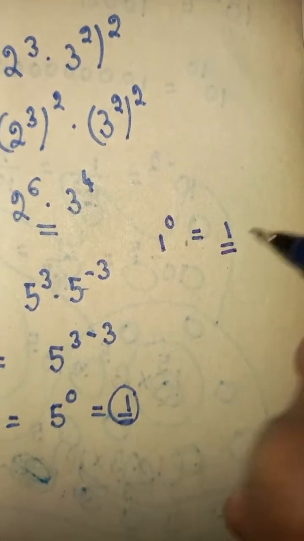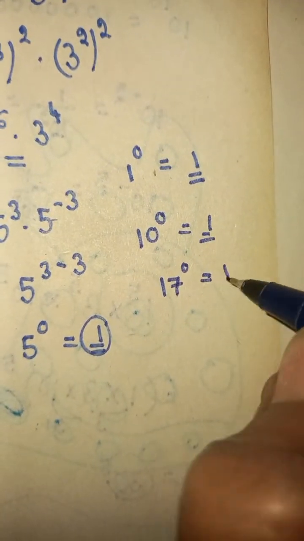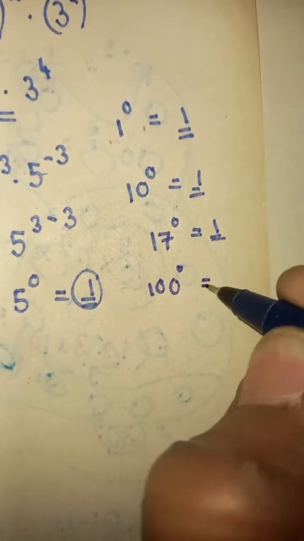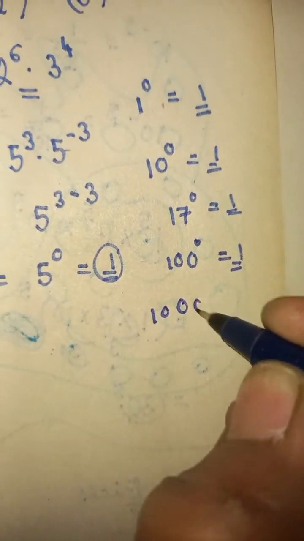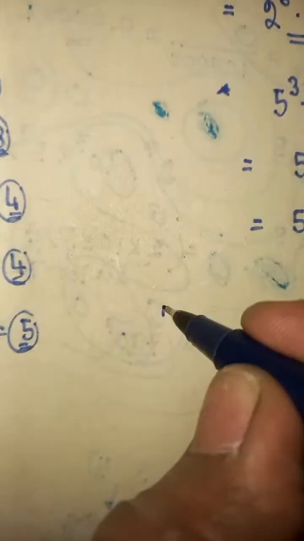1 power of 0 is also 1, 10 power of 0 is also 1, 17 power of 0 is also 1, 100 power of 0 is also 1. And even if you take 1000 power of 0, it also becomes equal to 1. So let's take the next problem.